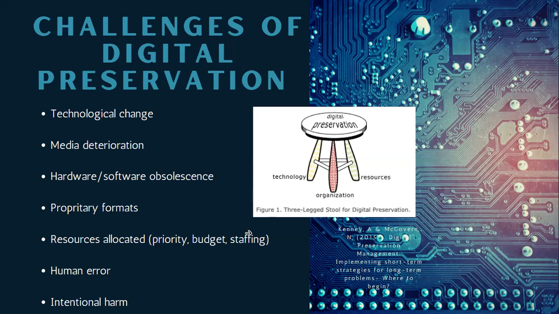So, technology. Obviously, technology changes. You have technological changes, and it's changing at a very fast rate. As we get more of it, it continues to change faster. Media deterioration, as I said, all organic materials deteriorate. So even if you have an amazing fancy laptop, it will deteriorate at some point.